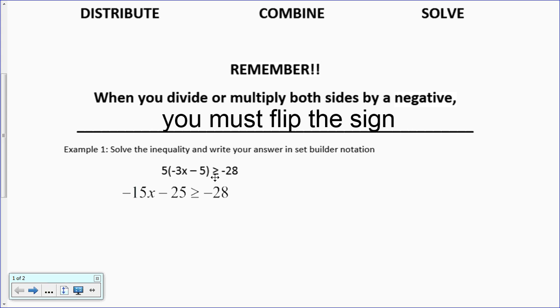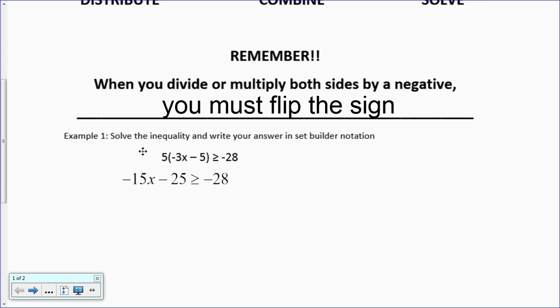So when you distribute, you don't have to flip the sign or anything. Okay, because you're just making it larger. You're not changing signs or anything. Alright, so now we're going to go ahead and use SADMAE to solve it, because there's no like terms to combine. The x and the 25 aren't alike, so we can't combine them, and there's only a negative 28 on the other side. So we're going to go ahead and undo this subtracting 25 first by adding 25 to both sides. That will then give us negative 15x is greater than or equal to negative 3.